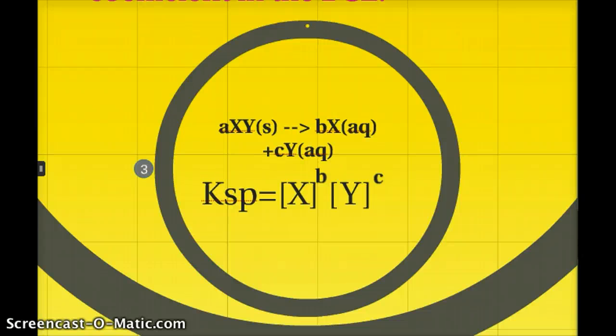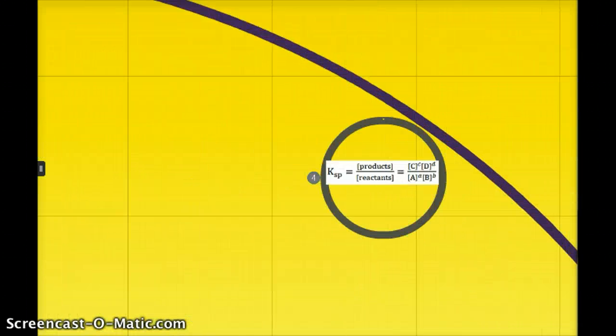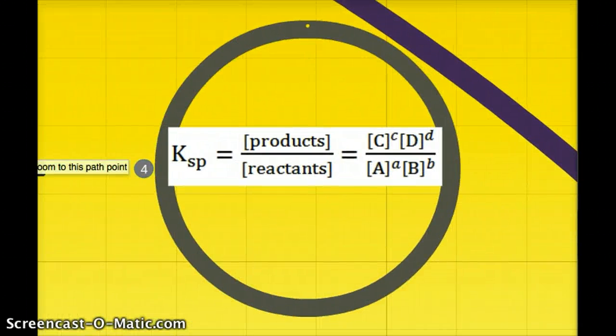Same for the C coefficient in front of the Y. It will be raised to the power of the Y ion. This is just a picture showing the layout of how every KSP equation should look like from here on out.